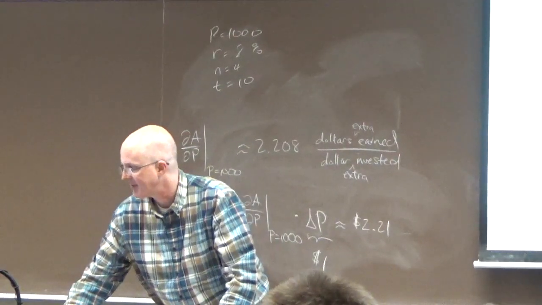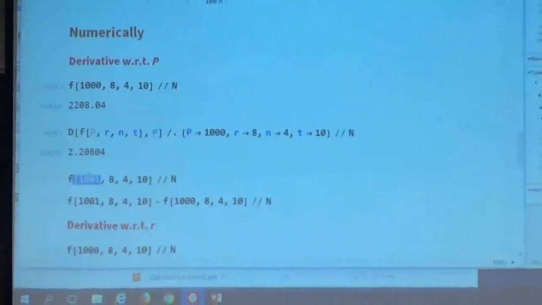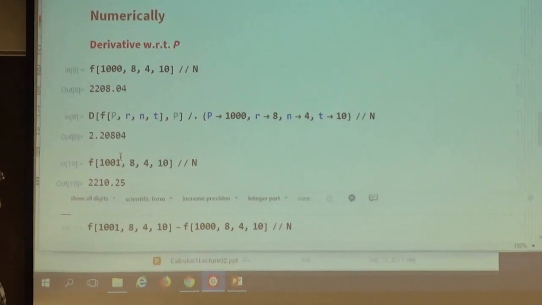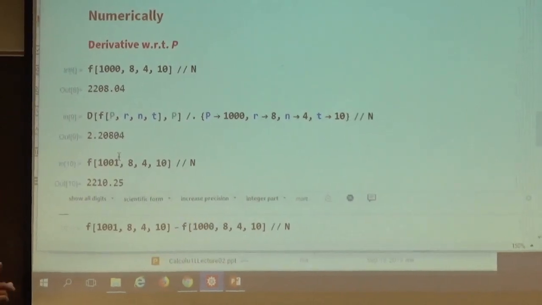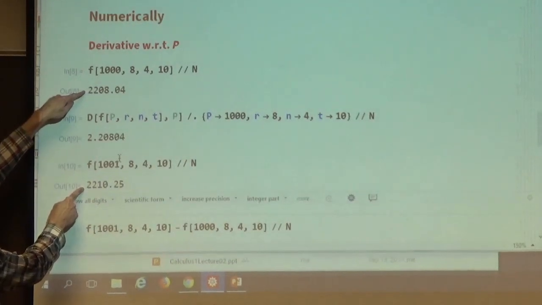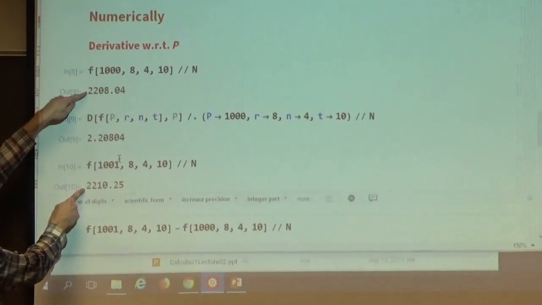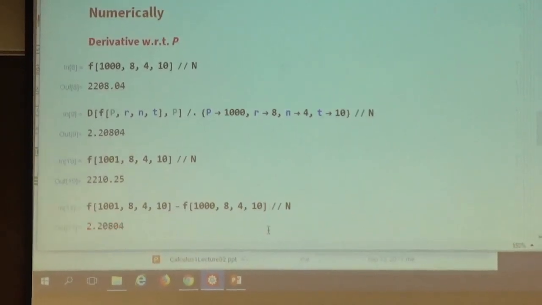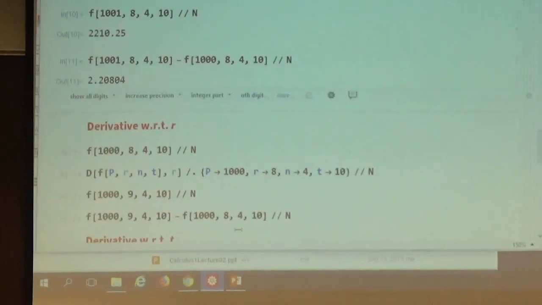And here I've got Mathematica computing it for me. Notice I put 1001 in for P. Did it go up by $2.21? Actually, it did exactly, because this is really a linear function of P. So the difference here really is exactly $2.21. And you can do the difference to confirm that. More interesting is the other derivatives, like with respect to, say, R.